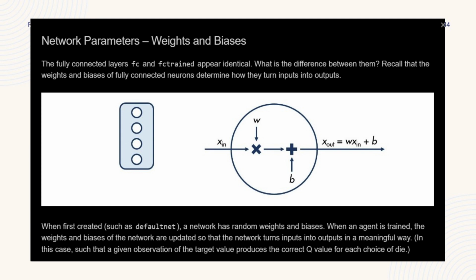When first created, such as default net, a network has random weights and biases. When an agent is trained, the weights and biases of the network are updated so that the network turns inputs into outputs in a meaningful way. In this case, such that a given observation for the target value produces the correct Q value for each choice of die.